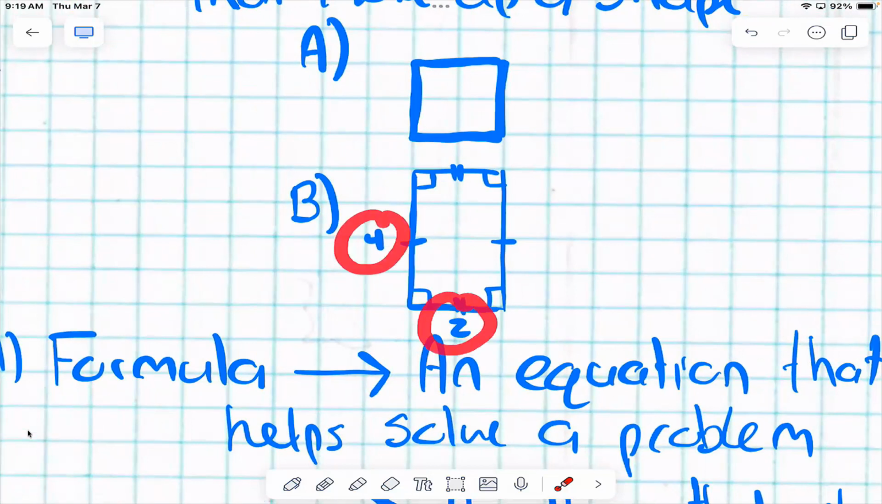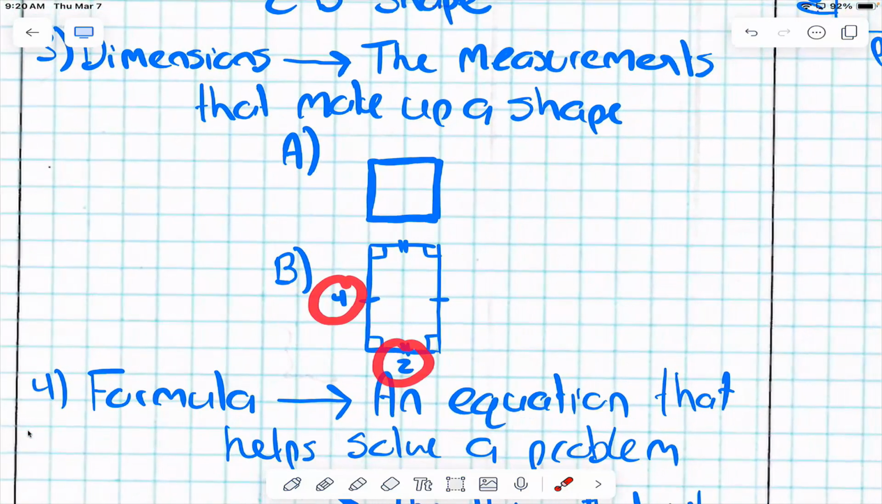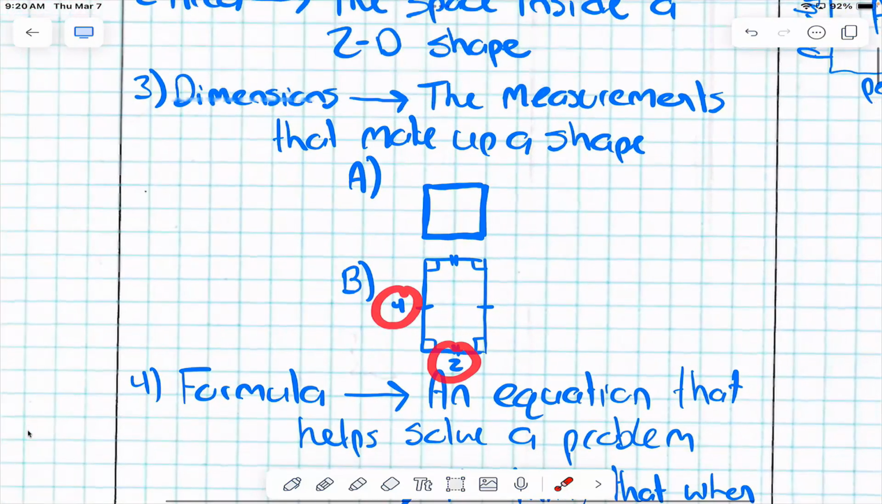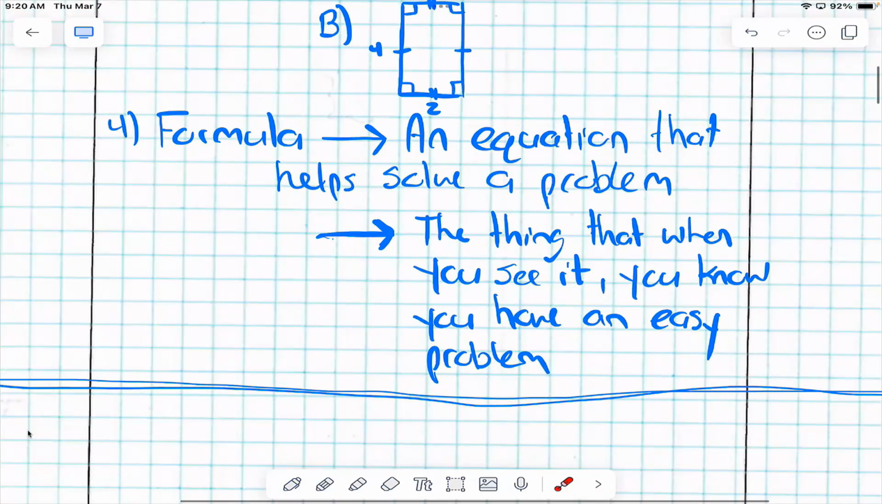Look at this rectangle here. We have a couple of measurements, yes? What are the measurements of a shape called? Say again? So these are our dimensions. What makes up the shape? Formula, something that helps us solve a problem. We good with that? Okay, cool.